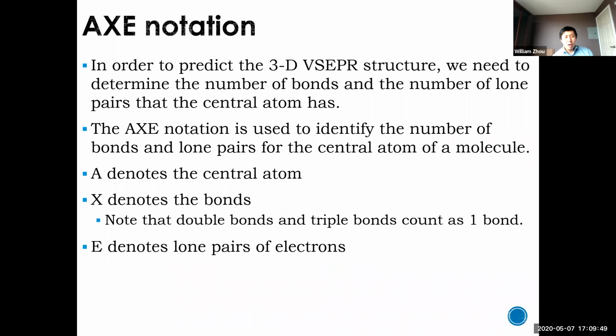In order to draw a Lewis diagram, you have to understand something called VSEPR notation. I like to call it AX notation for short. So what does that mean? Well, AXE, those three letters, they all have a meaning.